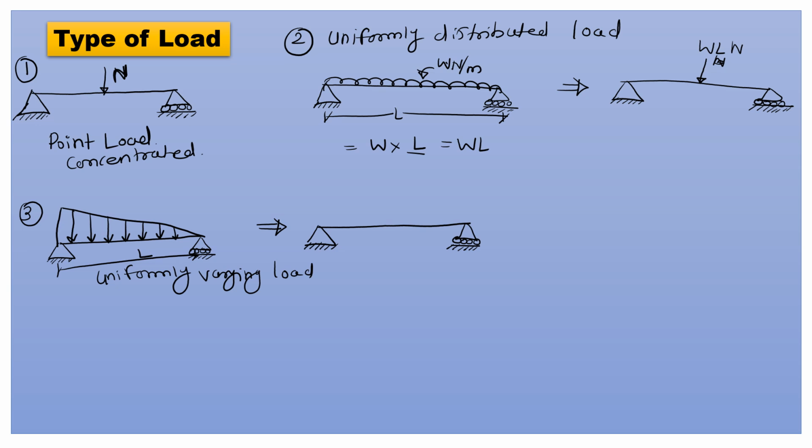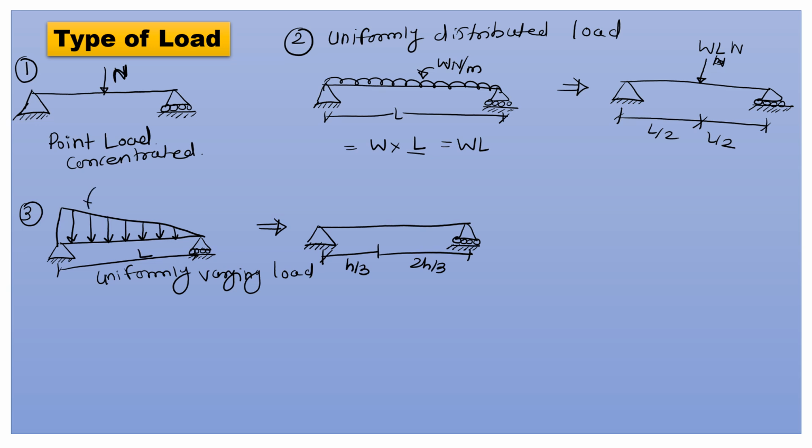One more point: this uniformly distributed load's point load is put on half of its length, always on half of its length. And in case of uniformly varying load, always put the point load at h by 3 or L by 3 from the base side, means h by 3 from here and 2h by 3 from here. Okay, so how to convert this?